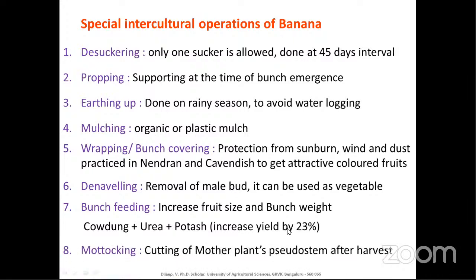And this is the last operation. It is motocking. It is cutting off the mother plant. Once the bunch is harvested, the plant's pseudostem is cut and left, cut at the bottom. Kerosene or something is poured, which kills any insect eggs or pupae, and hence this motocking operation has to be done. After that it helps the sucker to form, and that sucker will result in a new plant.